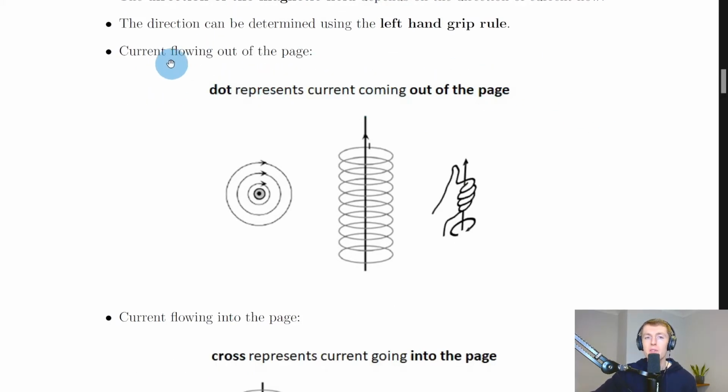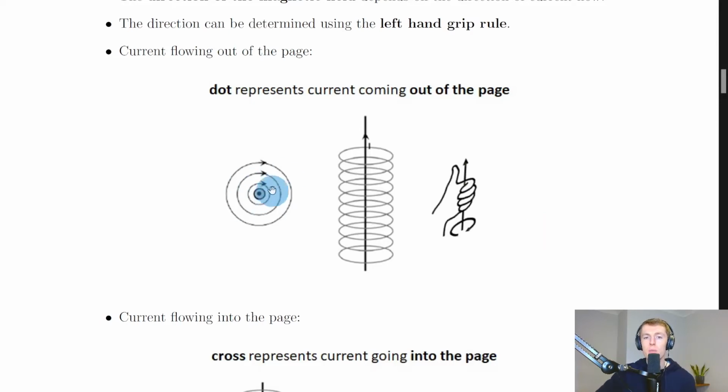So for example, if you've got current flowing out of the page or screen, then we usually use a dot to represent this current. So you'll see here a sort of top-down view of our wire has the dot on the wire, the current carrying conductor. And if you take your left hand like this and point your thumb in the direction of the current flow, which would be out of the page or screen like so, then you'll see that your fingers will curl round in the direction of the magnetic field lines.